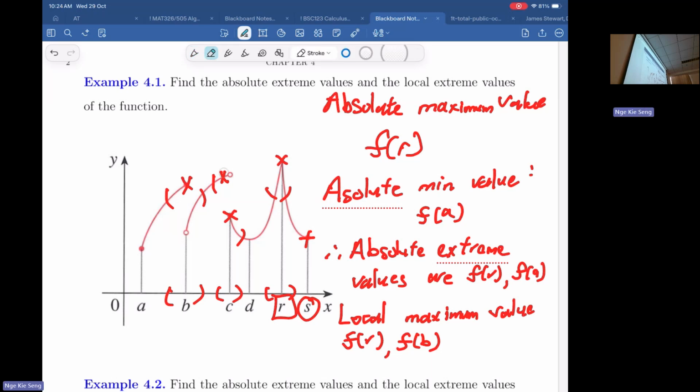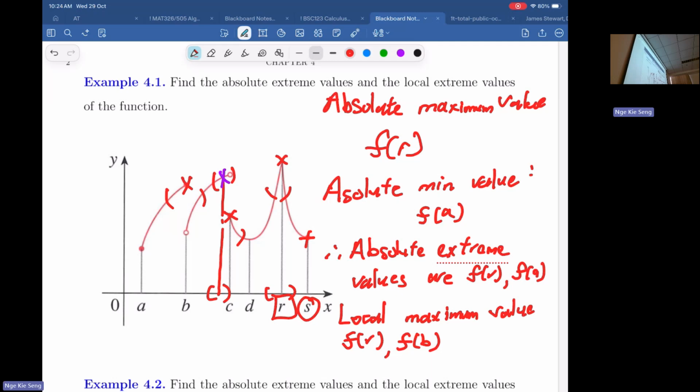So let's draw this with the purple one. Is the purple one a local maximum? Yes. So if I make a neighborhood around this purple point here, is there any point having a larger value than the purple point or not?